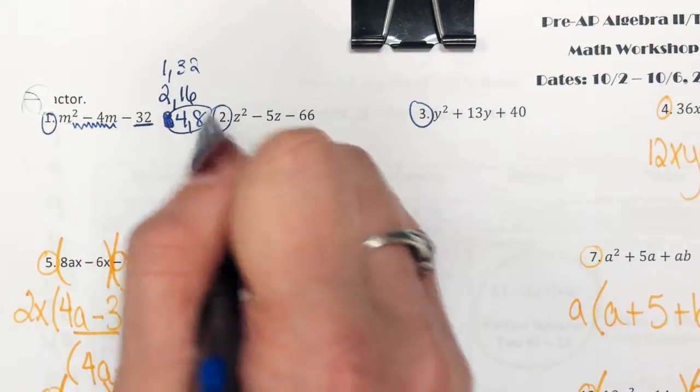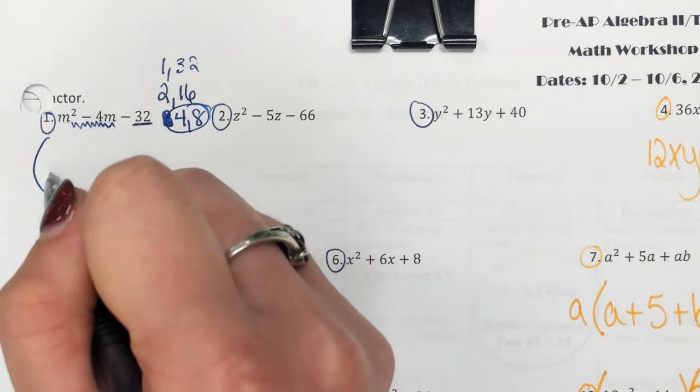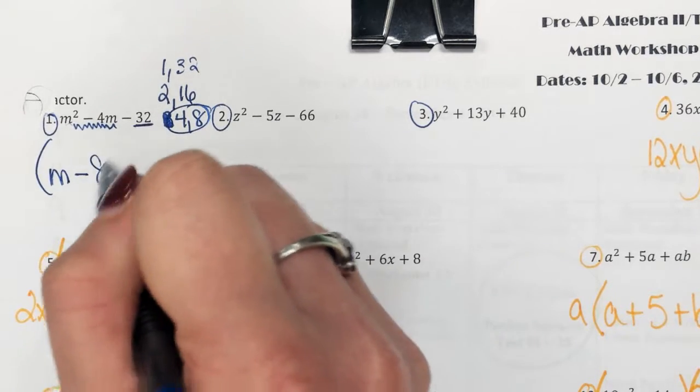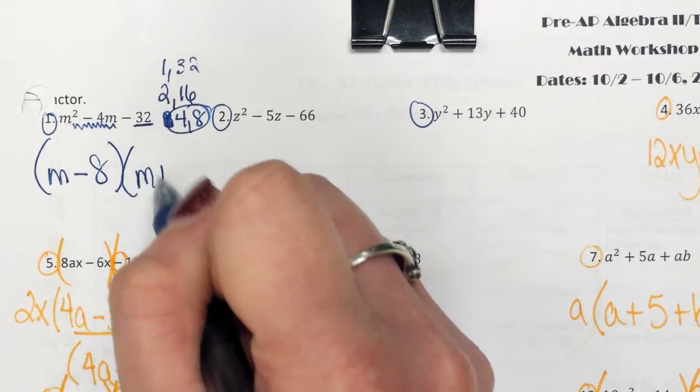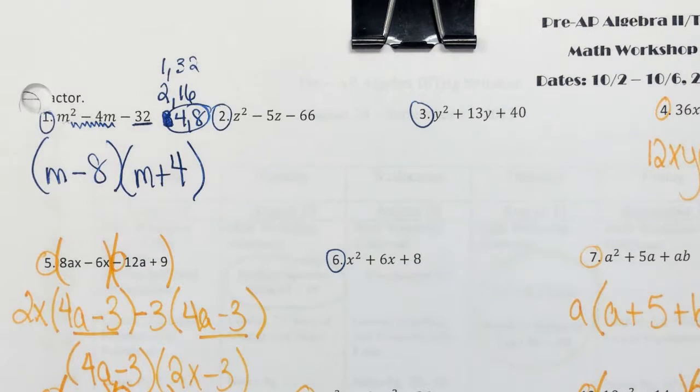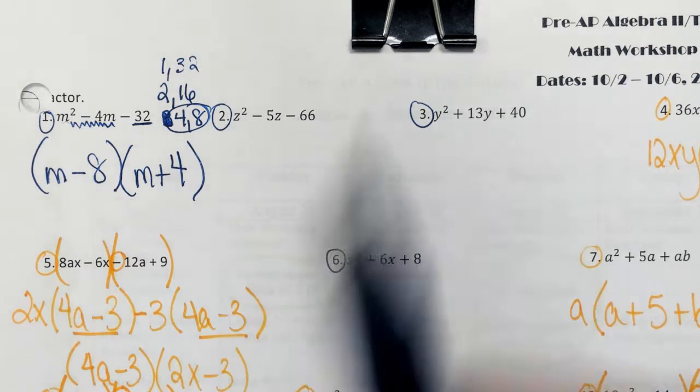4 and 8, how? Negative what? 8, yeah. And positive 4. Very good, very good. Because negative 8 plus 4 is negative 4, and negative 8 times 4 is negative 32. All right, number 2, here we go.